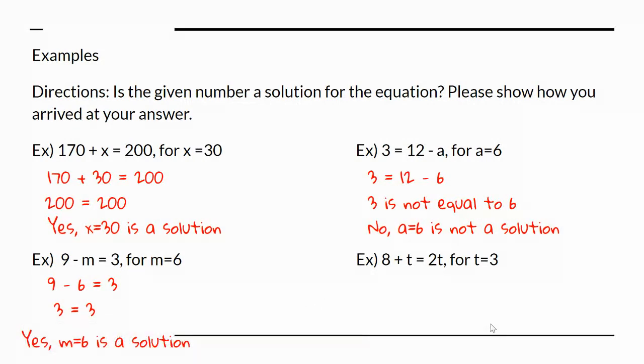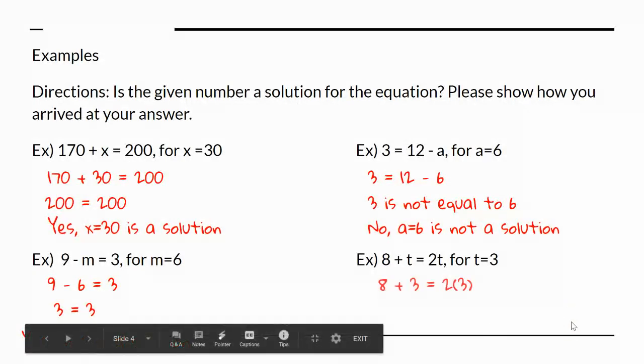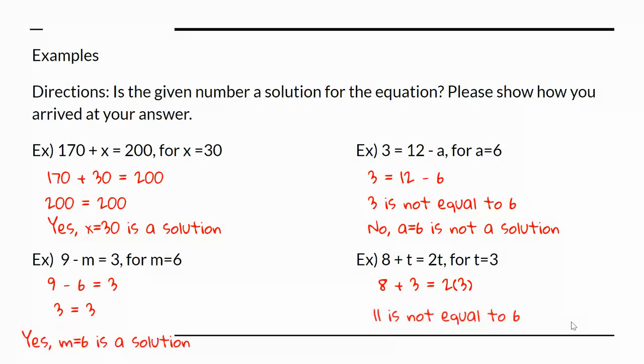8 plus t equals 2t. Well, that's 8 plus 3 equals 2 times 3 because we're substituting 3 in for all the t's. Okay. Well, 8 plus 3 is 11. 2 times 3 is 6. 11 is not equal to 6, so no, t equals 3 is not a solution.